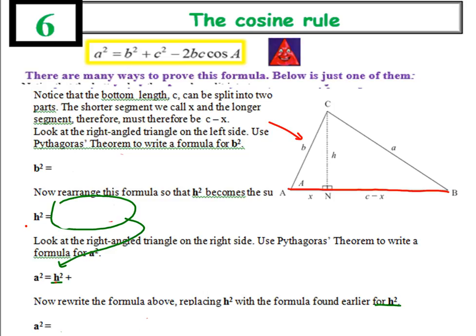Welcome to the next video in our series, which is the cosine rule, as opposed to the sine rule. Note that the sine rule has an ambiguous case, but the cosine rule doesn't have an ambiguous case. So it's a bit more straightforward, this one.